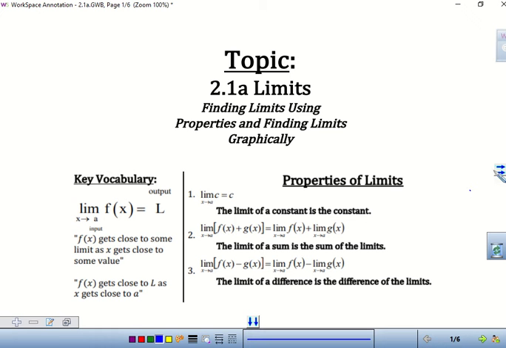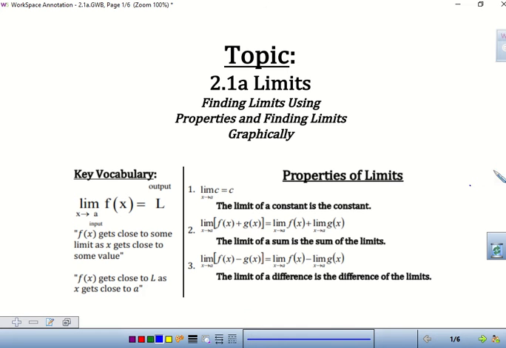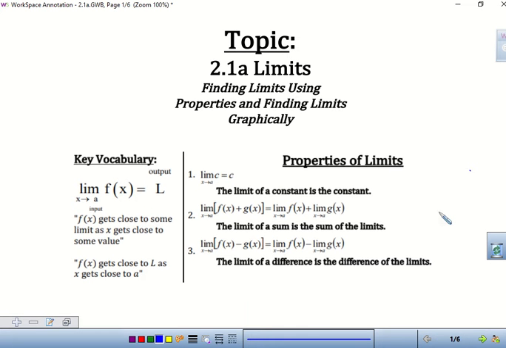As for the sum of limits, it pretty much says that if you're taking the limit of two things that are being added together, you can take each individual limit and then add those two things together and you're going to get the same result. And then the next one says that if you have two things that are being subtracted from each other, if you take the limit of each of those things individually and then subtract them, it'll be the same as taking it all at once. Okay?